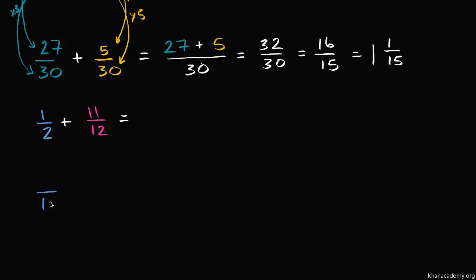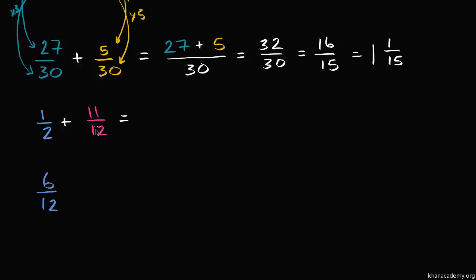So 1/2 is what over 12? Well, to go from 2 to 12, you multiply by 6, so we'll also multiply the numerator by 6. And we see 1/2 and 6/12 are the same thing. 1 is half of 2, 6 is half of 12.